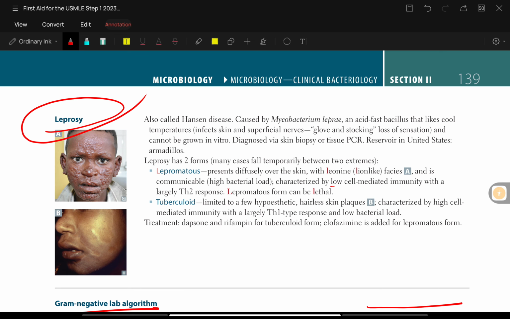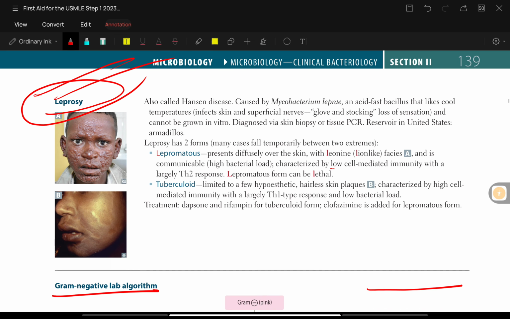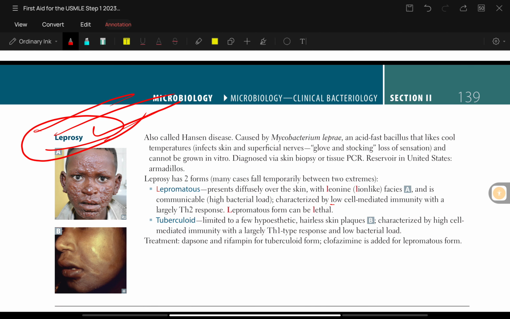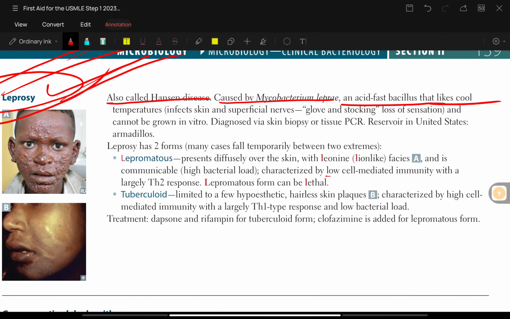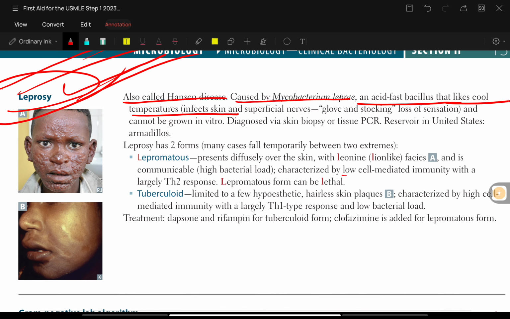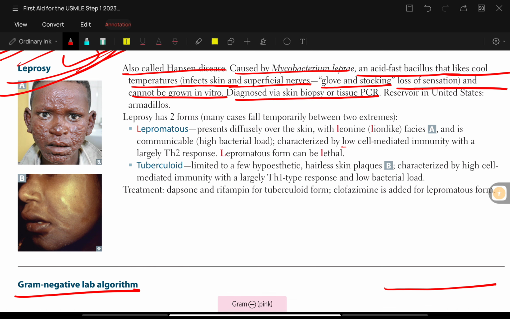Now talking about leprosy, last topic for today. Leprosy, that is also called Hansen's disease, is caused by Mycobacterium leprae, an acid fast bacillus that likes cool temperature. It infects skin and superficial nerves, glove and stocking loss of sensation, and cannot be grown in vitro. Diagnosed via skin biopsy or tissue PCR. Reservoirs in the United States are armadillos.